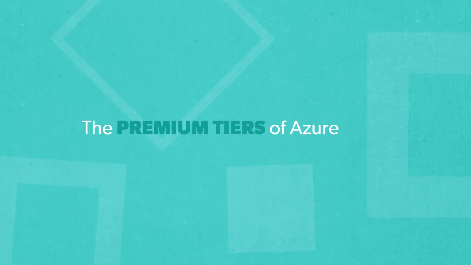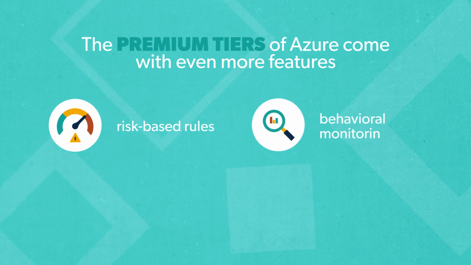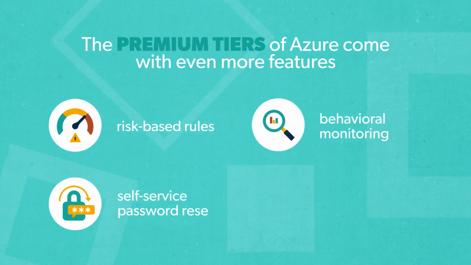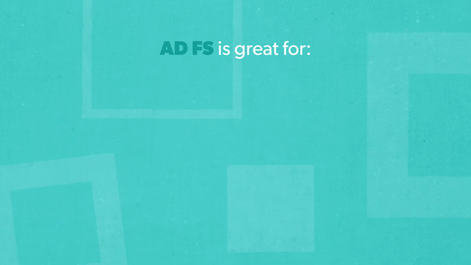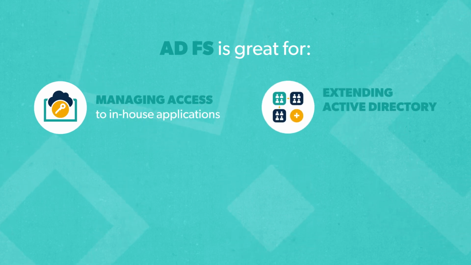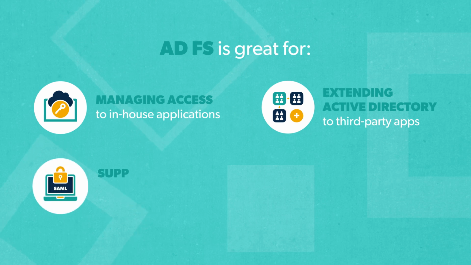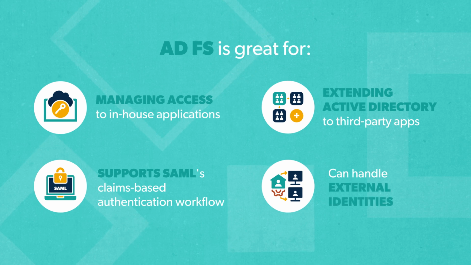The premium tiers of Azure come with even more features, like risk-based rules, behavioral monitoring, self-service password reset, and monitoring of on-prem identity infrastructure. On the other hand, ADFS is great for managing access to in-house applications or extending Active Directory to third-party apps. It excels in supporting SAML's claims-based authentication workflow and can handle external identities too.